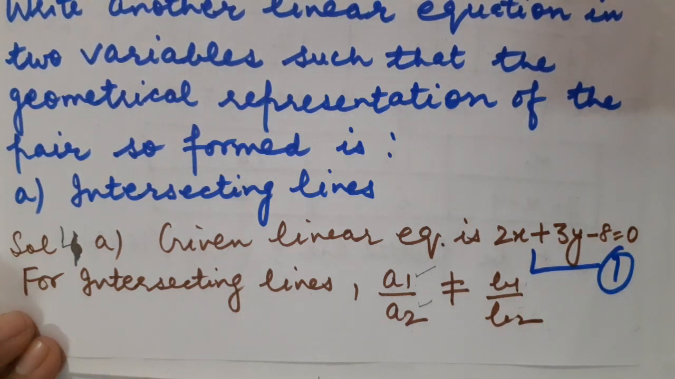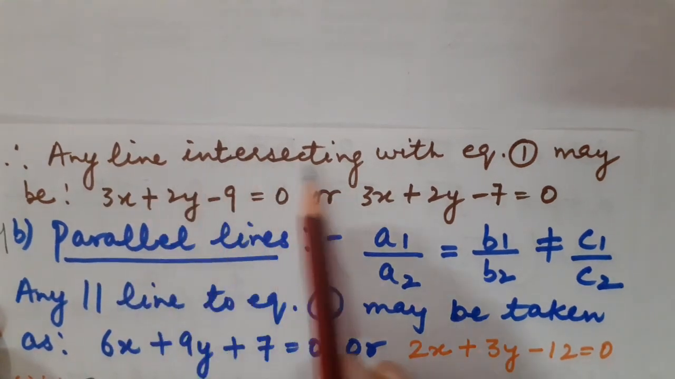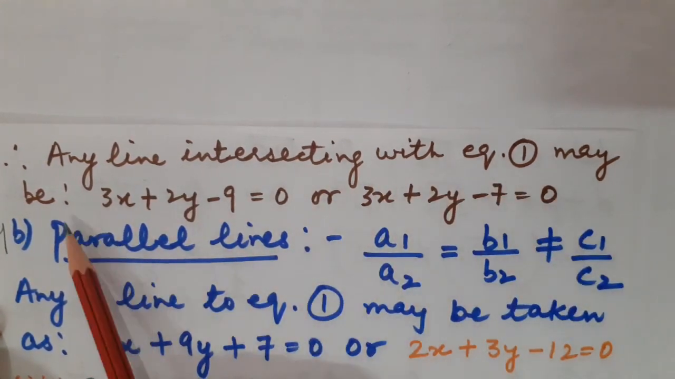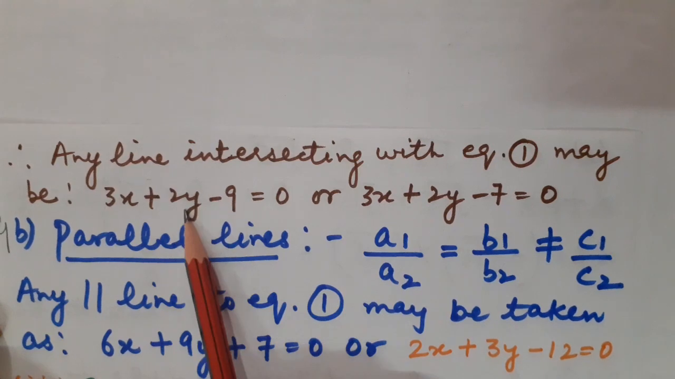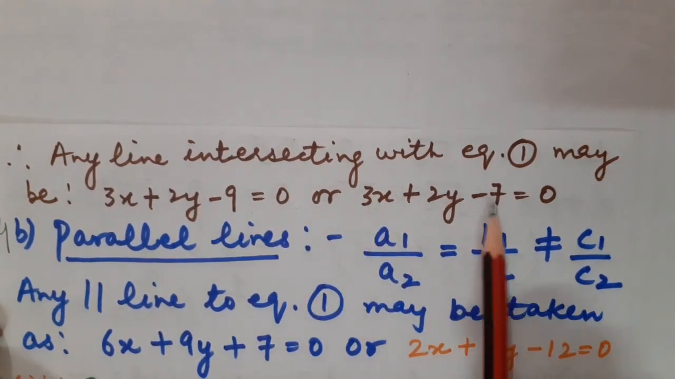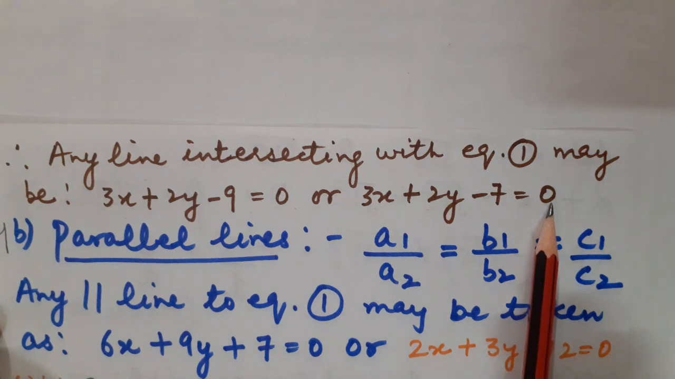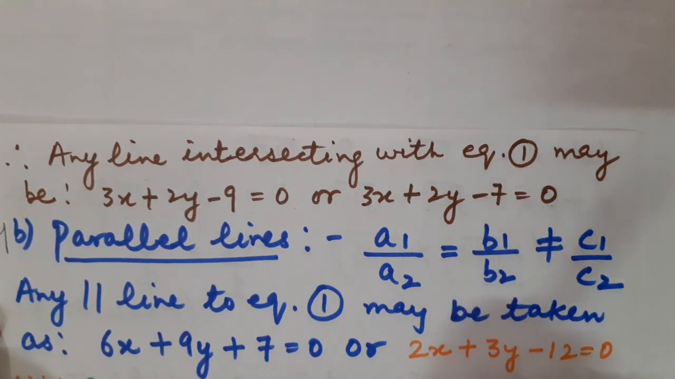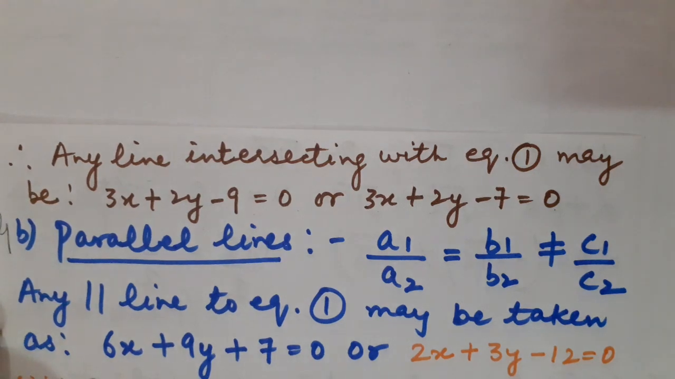So any line intersecting with equation number 1, that may be 3x plus 2y minus 9 is equal to 0 or 3x plus 2y minus 7 is equal to 0. Children, make sure that you just satisfy the condition, that is a1 upon a2 is not equal to b1 upon b2. Fine, children?